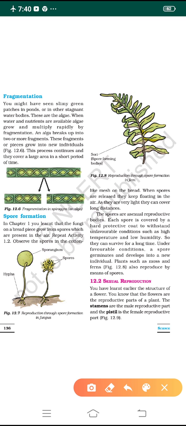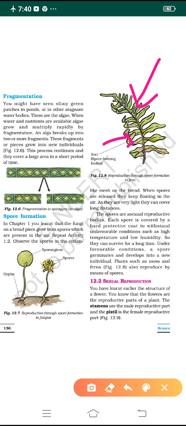In this manner, spore formation helps organisms such as fungi, and plants such as moss and ferns. Here you can see a fern, a kind of plant. Asexual reproduction takes place in this plant. There are no seeds in this kind of plant; reproduction takes place only through spore formation. Near the leaf you can see dot-like structures. These are called spores, and the spore-forming bodies are called sori.